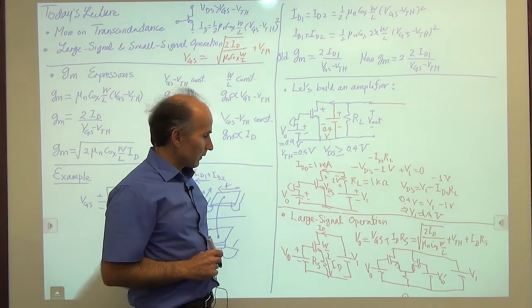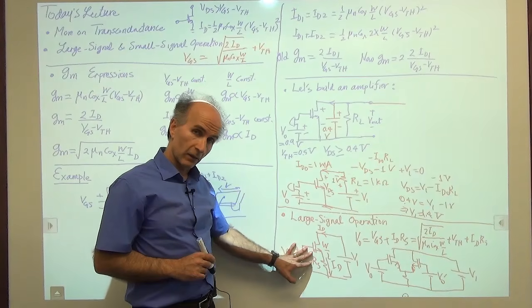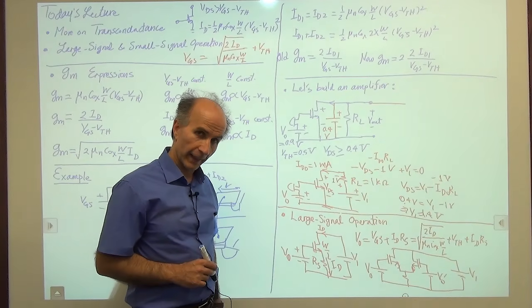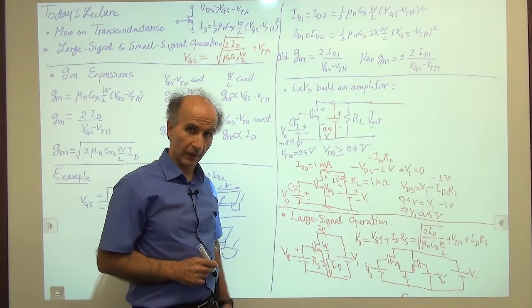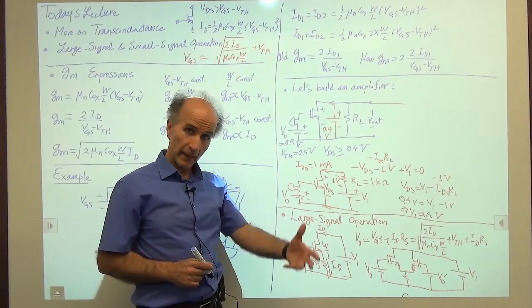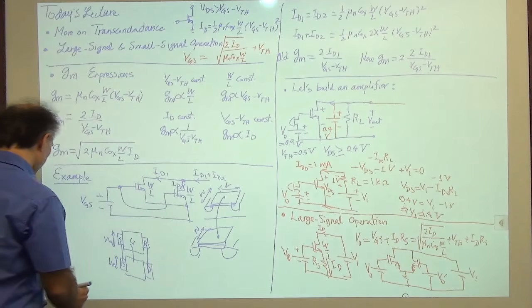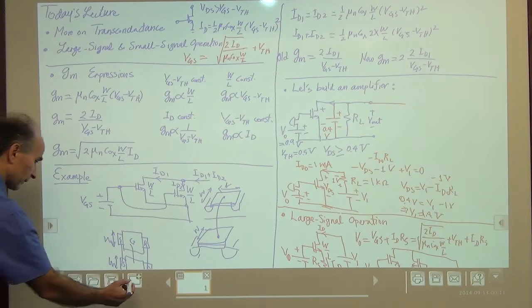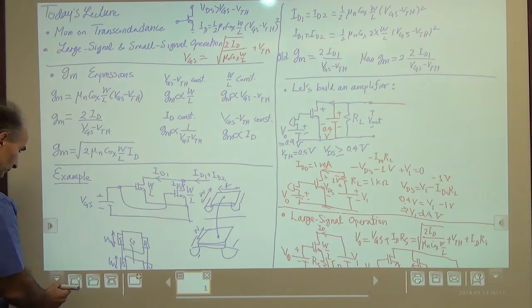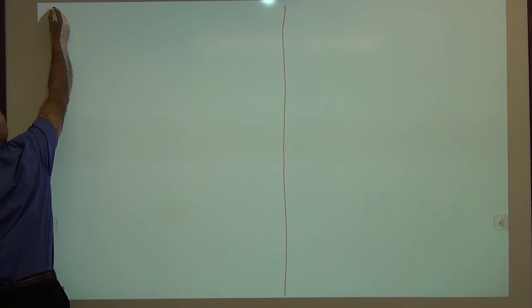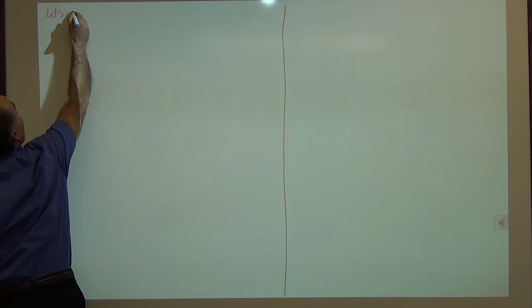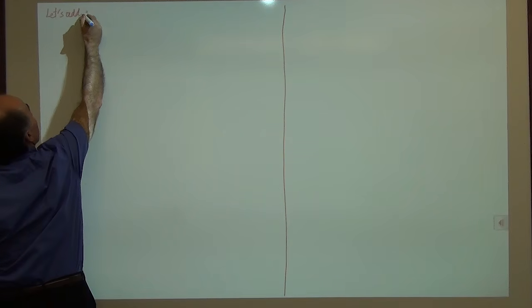All right, now let's go ahead and apply a signal on top of this bias that we have. After all, we're trying to build an amplifier, so a signal should be coming in, and we're curious to see what the signal does. So let's go ahead and add a signal and see what happens.